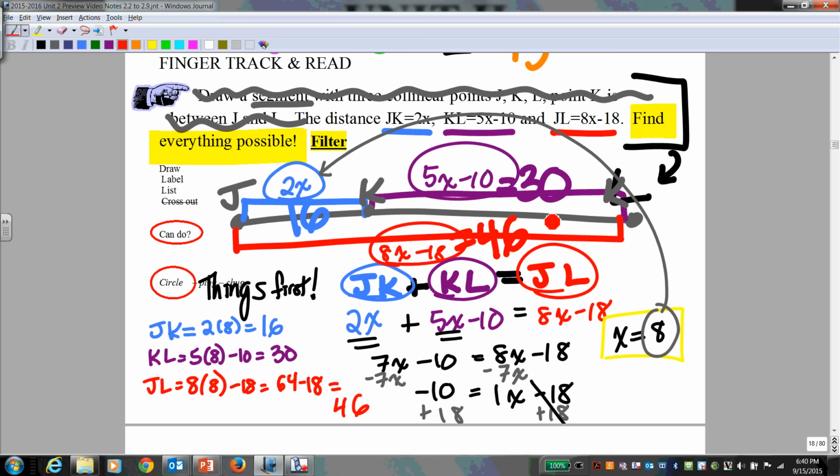And look, it actually fits together. It's so easy to check these problems because if you look carefully, everything fits. 16 plus 30 equals 46. Now we have found everything possible. That's called adding segments.